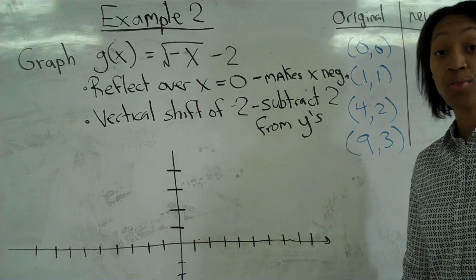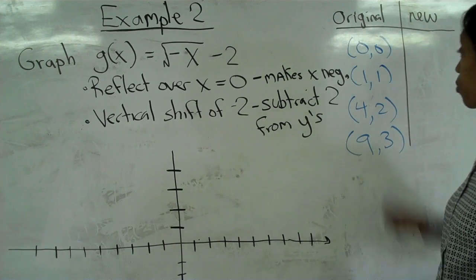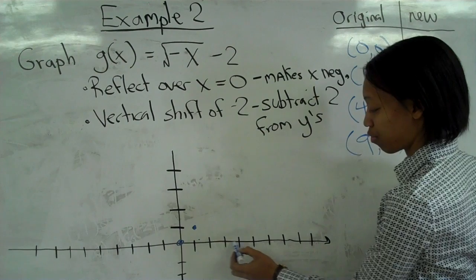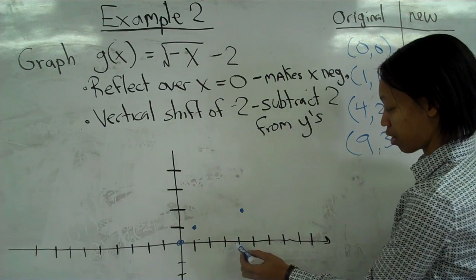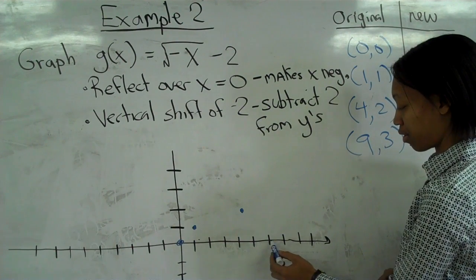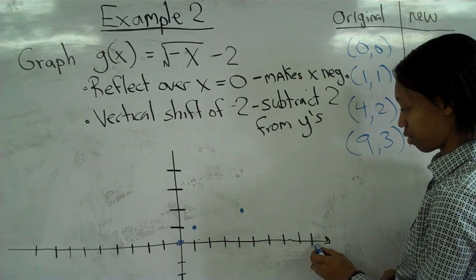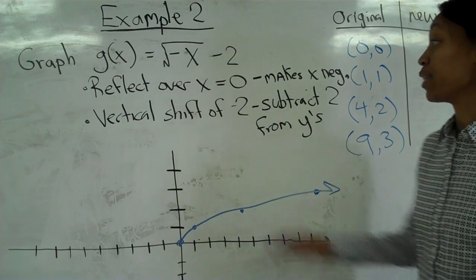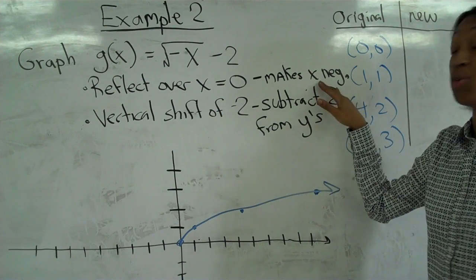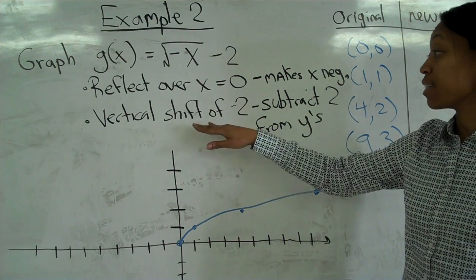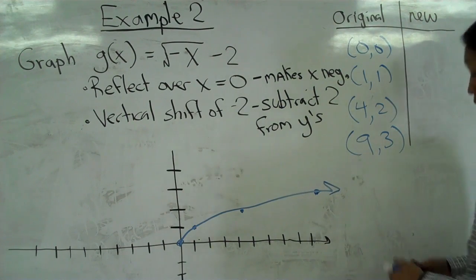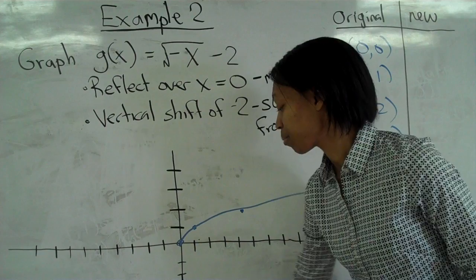Okay, so let's graph the original. We see that it's 0, 0, 1, 1, 4, 2, and 9, 3. Okay, now what happens to each of these points when we take each x value and make it negative, and take each y value and subtract 2 from it? So let's do this in pink.